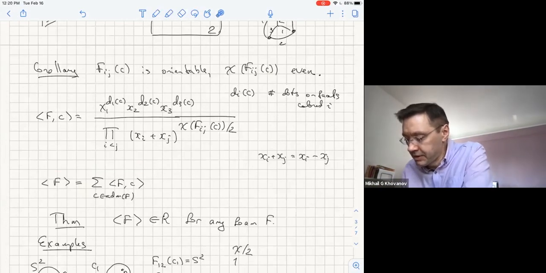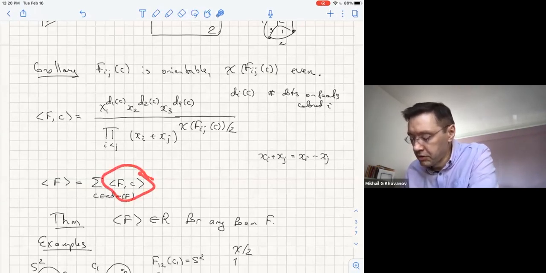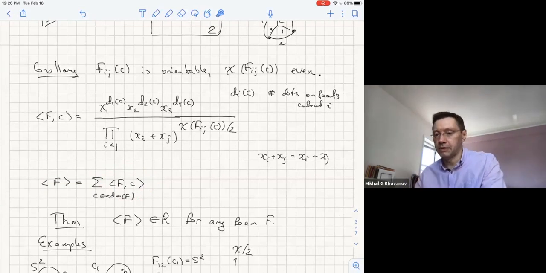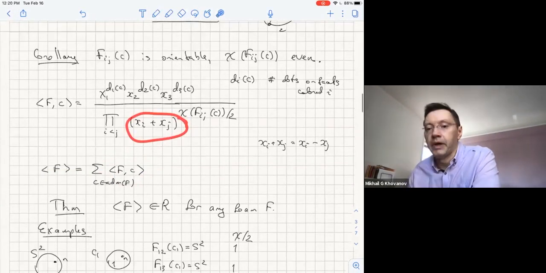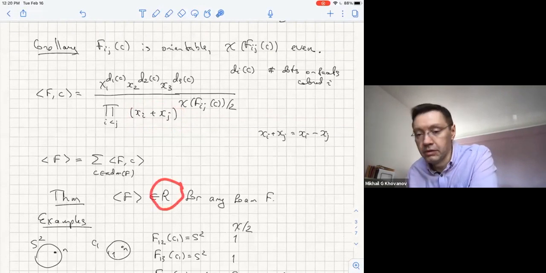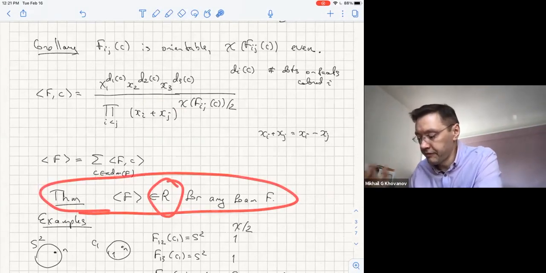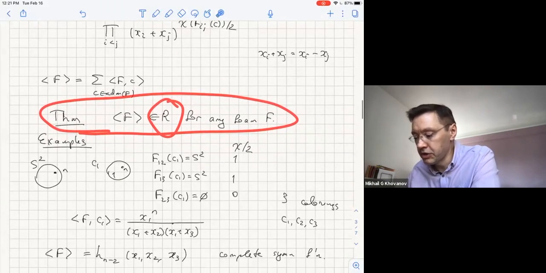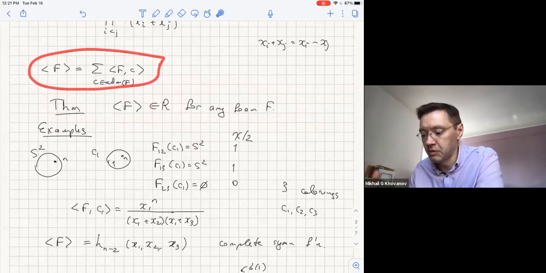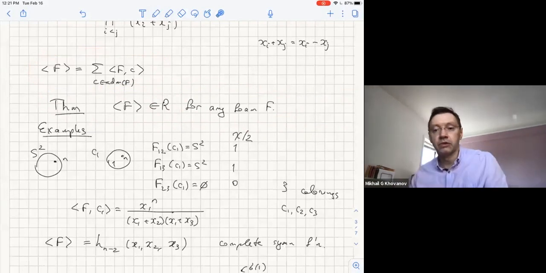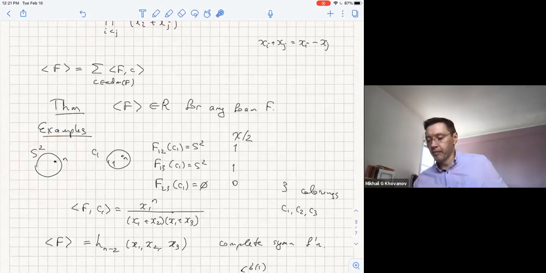And we'll look at examples right away. But the first interesting result is that as we sum, individual terms may have denominators of this form, but the sum is always a polynomial, and in fact, a symmetric polynomial in x1, x2, x3. That's one of the interesting facts. The evaluation is a polynomial as we sum over all colorings. So let us look at some examples. Let us take a two-sphere with n dots.